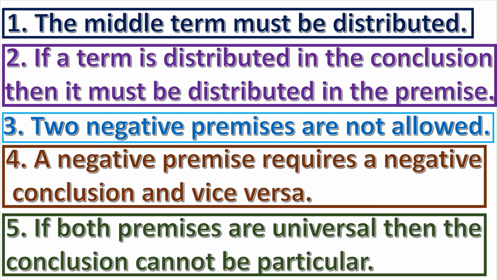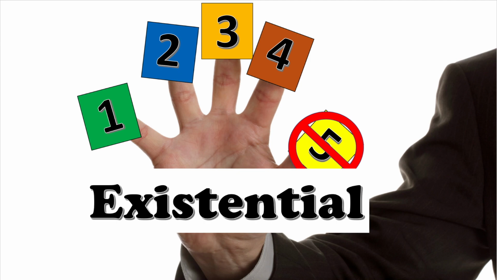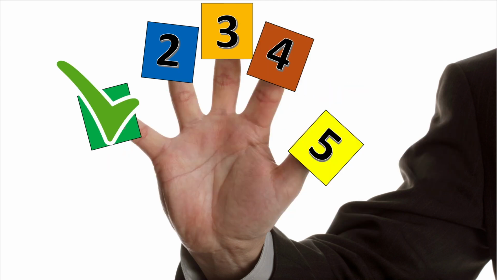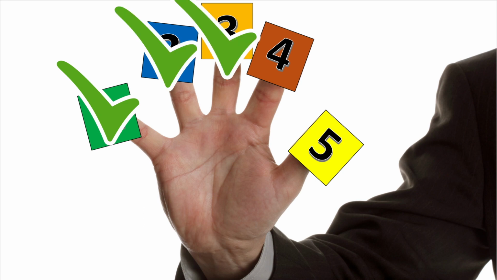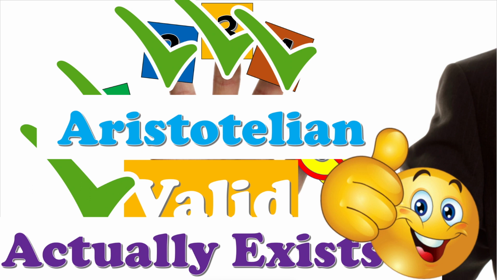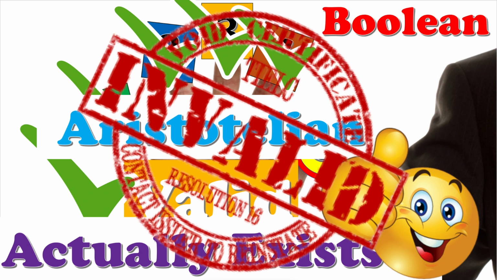Rule 5 says that if both premises are universal, then the conclusion cannot be particular. If Rule 5 is broken, the existential fallacy is committed from the Boolean standpoint. A syllogism that breaks only Rule 5 is valid from the Aristotelian standpoint if the critical term represents things that actually exist, but it is not valid from the Boolean standpoint.